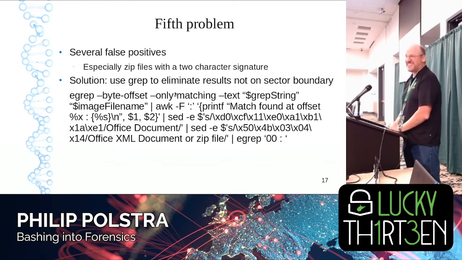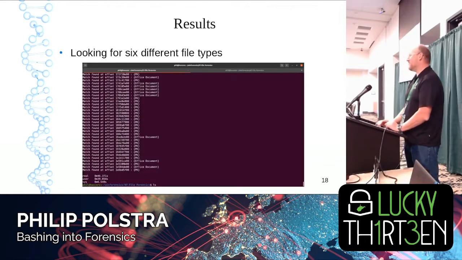So now I want to eliminate those false positives. Well, this one's probably the easiest one to solve. I'm just going to say egrep on 00 space colon space. So if that offset ended in 00, it's probably not a false positive anymore. All right. And then the next problem. Okay, no. There was no more problems. So here are the results. Check out this runtime. 46 seconds.